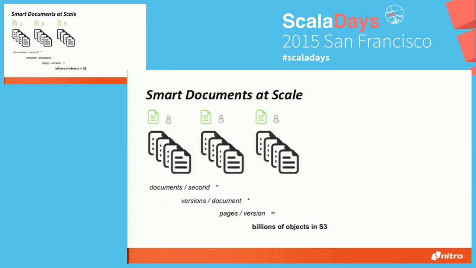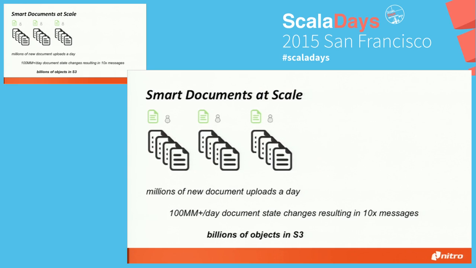And so with multiple documents per second, versions per document, and pages per version, we have basically billions of objects in S3. It looks like I messed up the slides, but basically, we have millions of document uploads a day, and that's just the math that was supposed to be up front. So sorry about that.